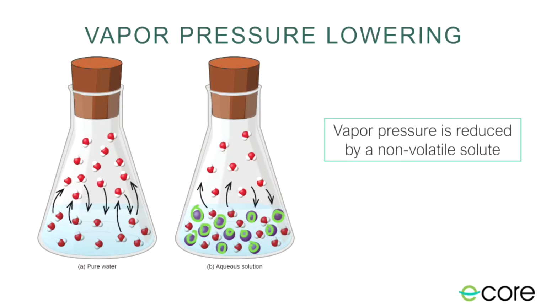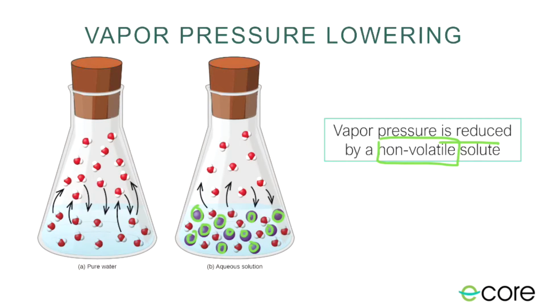And what happens when I put those solutes down into solution is it lowers the vapor pressure. It's reduced by adding a non-volatile solute. Non-volatile just means it's not prone to evaporate, right? So if you put something that's really volatile in there, then this doesn't happen. But if you put salt or sugar or most of these regular compounds that are non-volatile, they don't evaporate easily, then we get this vapor pressure lowering.